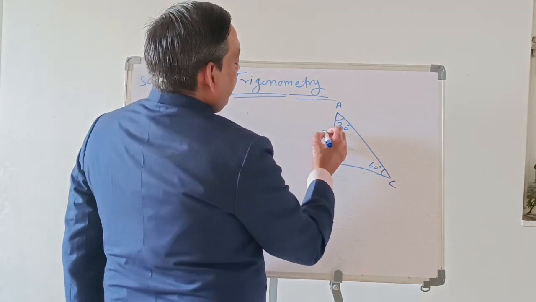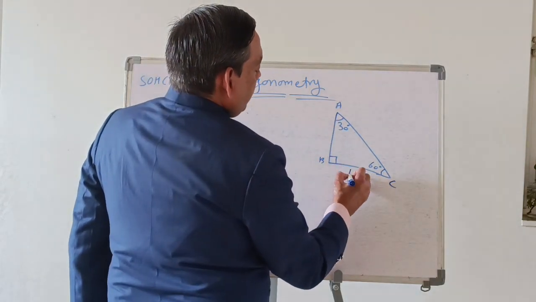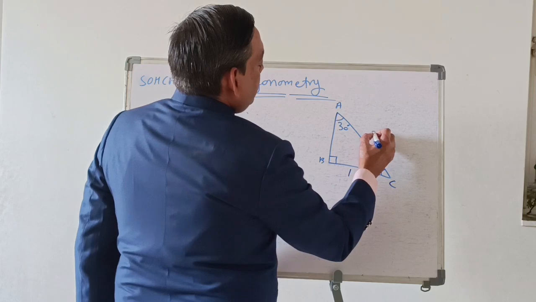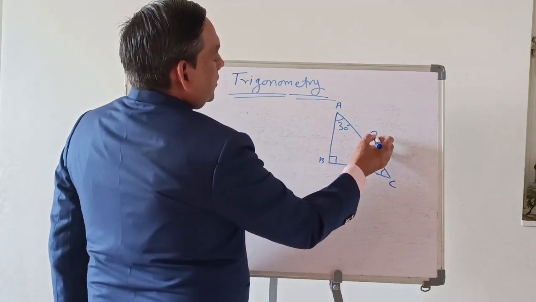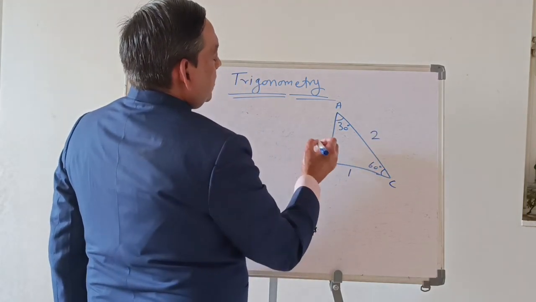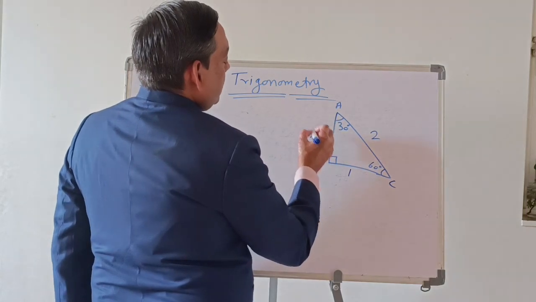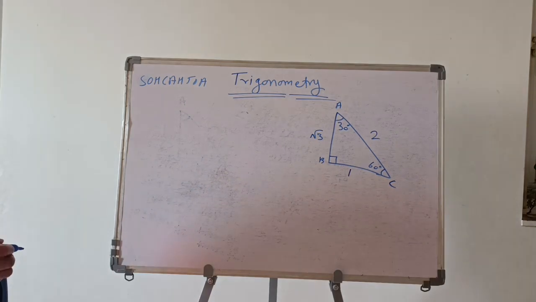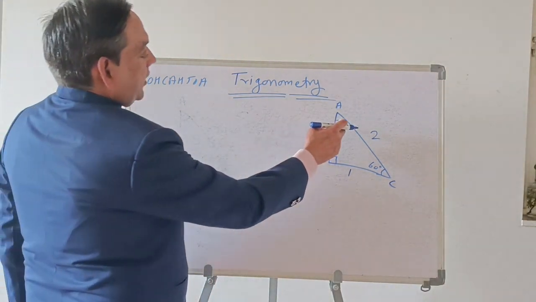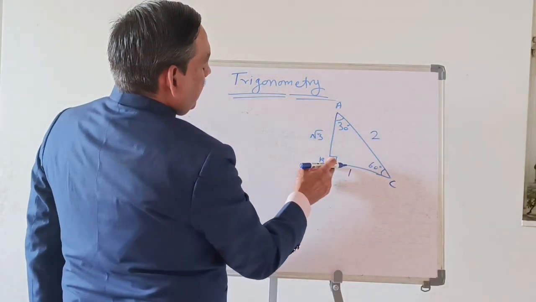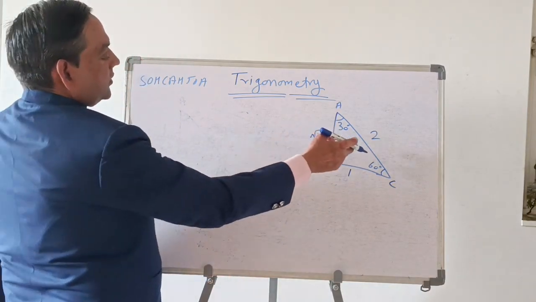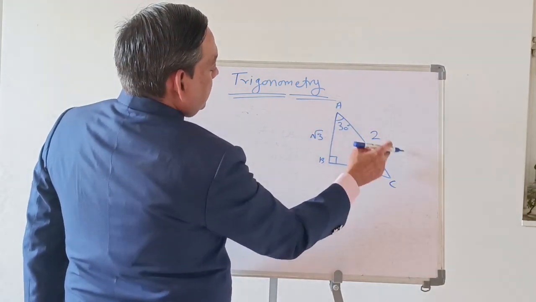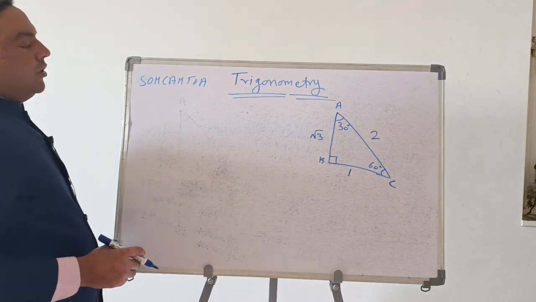Suppose we take this side as 1 and this will be 2, so 2 square is 4, 4 minus 1 is 3, so this becomes root 3. Okay, the theorem is the 30, 60, 90 theorem. In that, one angle is 30, the other angle is 60, and the right angle is 90 degree, and the sides are BC equal to 1, AC equal to 2, and AB equal to root 3.